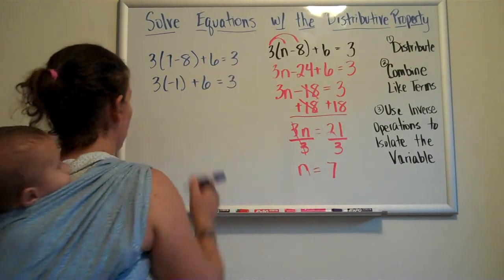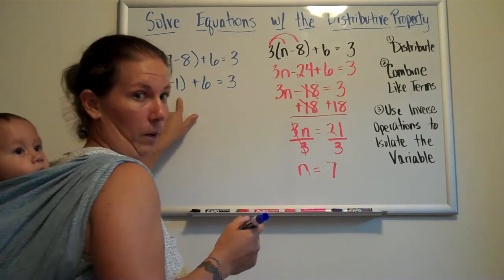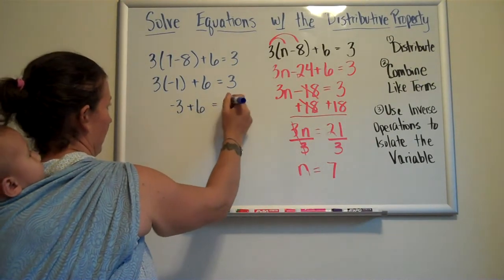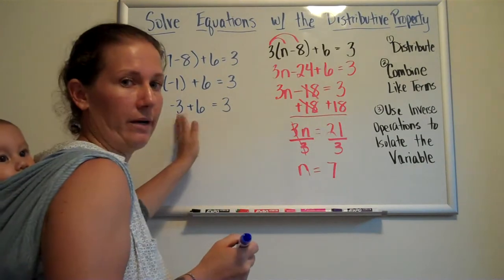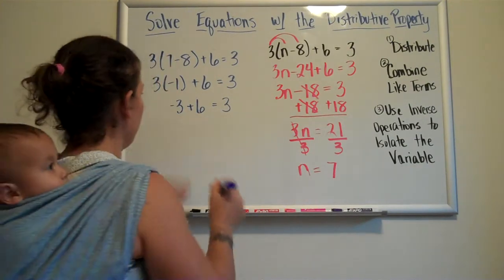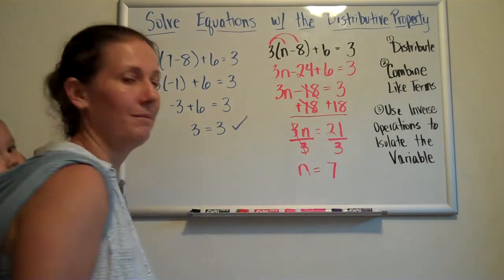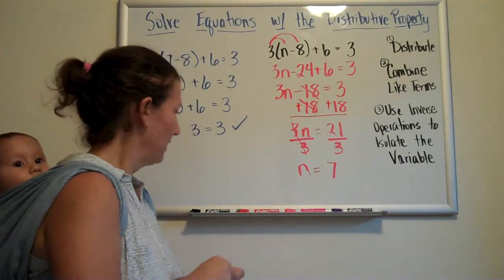The next thing I want to do is multiply 3 times negative 1 to get negative 3. And then lastly, I'm going to combine negative 3 and positive 6, and I'm going to get 3. So that equals 3. It means my answer was correct.